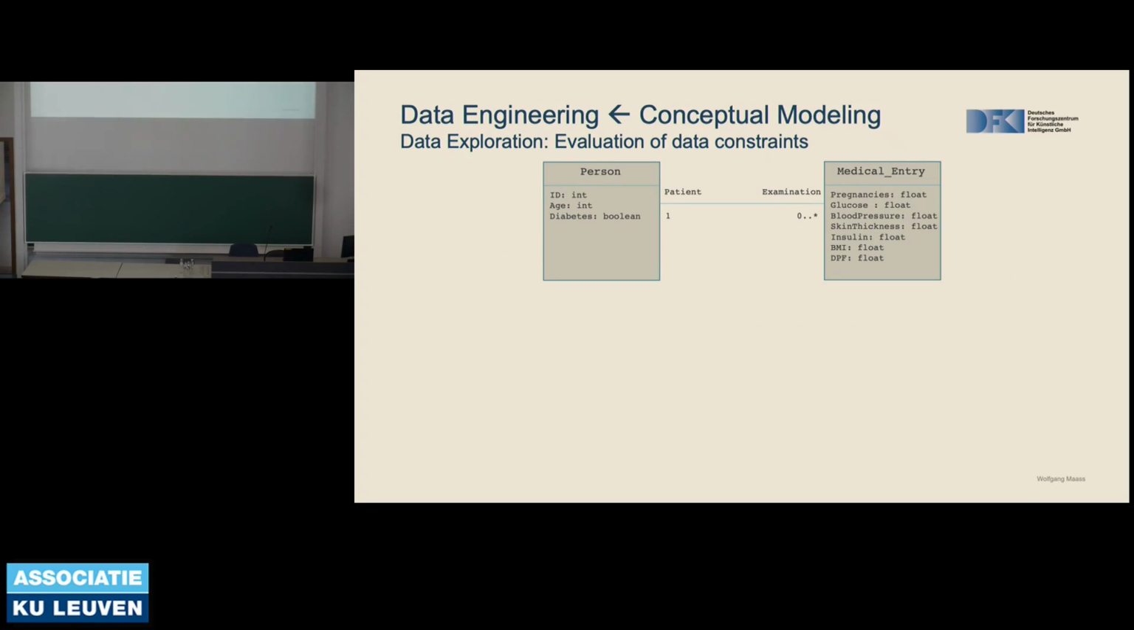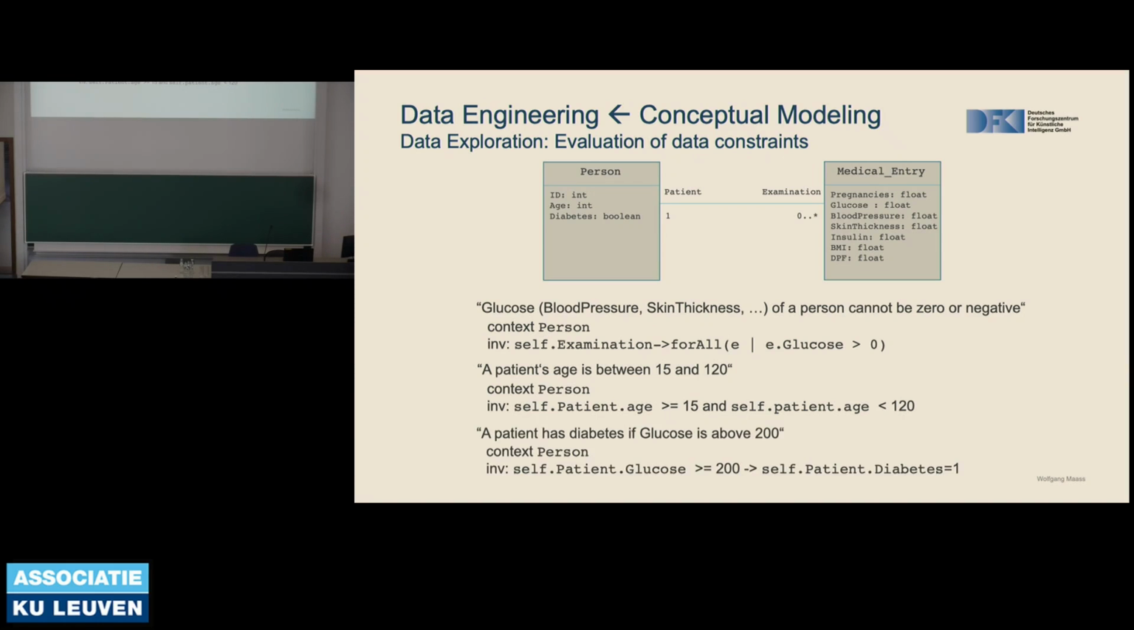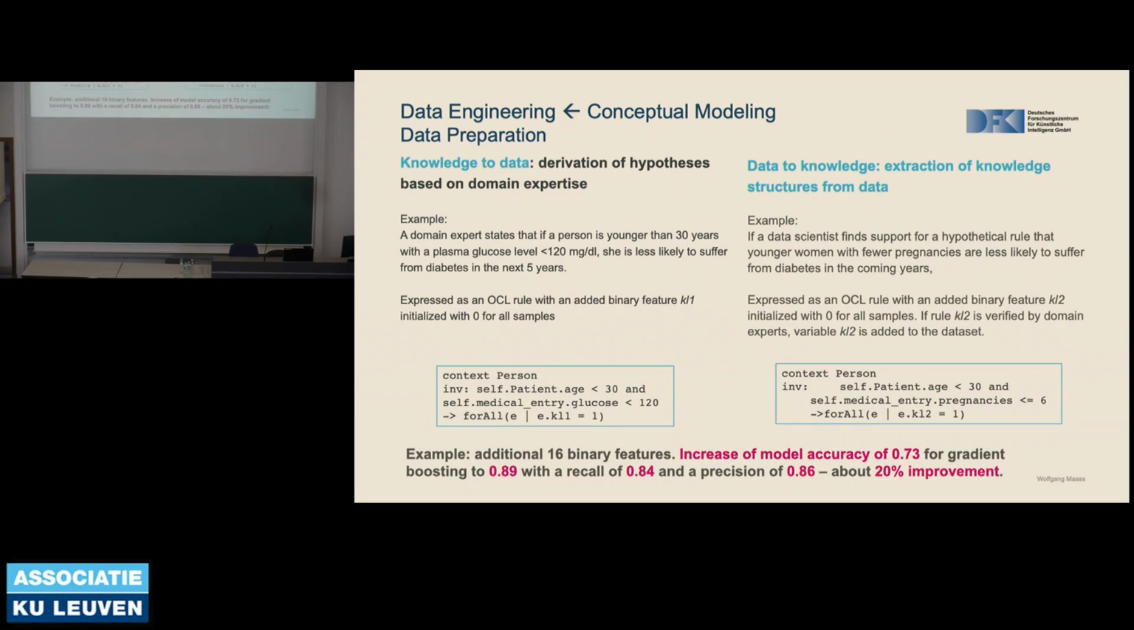Another thing is adding data constraints. If you have here an extremely simple conceptual model, but you have data constraints with OCL, you could say glucose of a person cannot be 0 or negative. Then patient's age between 15 and 120, 15 maybe due to ethical reasons, and then also that glucose levels above 200 are related to diabetes. That's something we are used to. Then you can check that with your data and you realize the first constraint is not fulfilled, the second is, and the third we don't know. The data is not giving us information. That would be helpful for a data scientist, definitely.